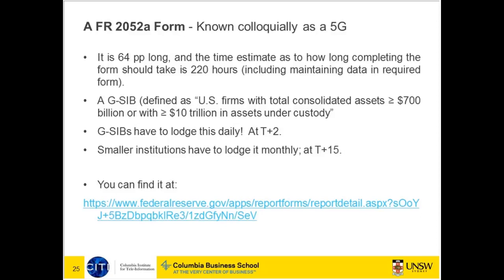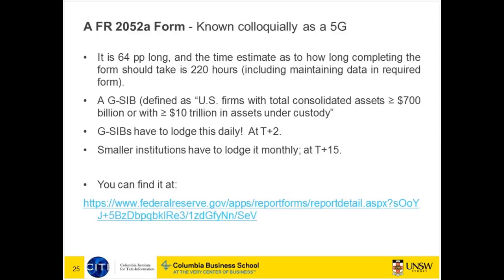And the regulator's estimate in the US is that it takes 220 hours to complete the form. The form's 64 pages long, and its completion will take 220 hours of people time, which, if you think about it, is about 35 people working full-time on just compiling this information and submitting it every day to the regulator. And this is just one piece of reporting information, that's not the whole box and dice by any means.